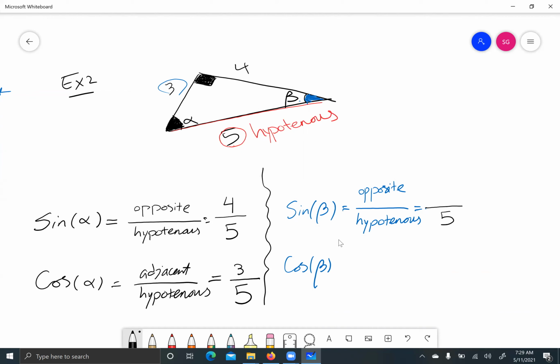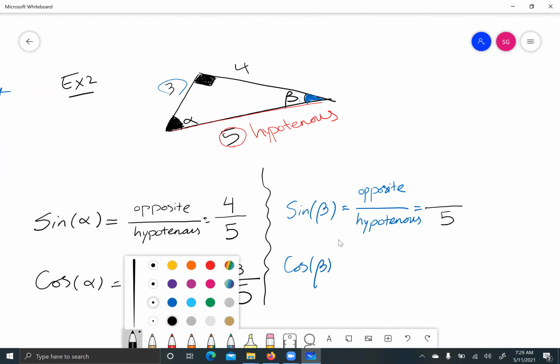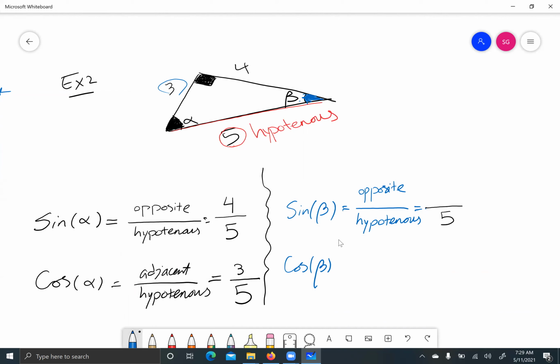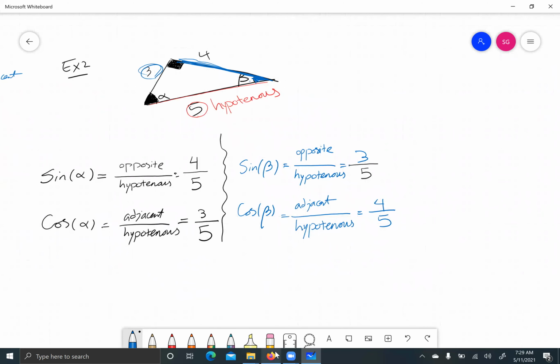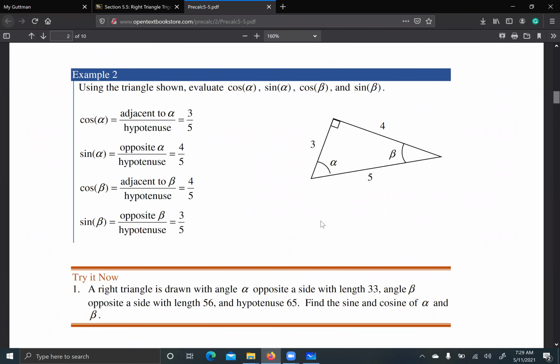Now, again, hypotenuse is 5. What is the opposite? For beta, the opposite is 3. So it's 3 over 5. Again, the definition of cosine is adjacent side over hypotenuse. Hypotenuse is 5. Now for beta, adjacent is 4, this side. So it's going to be 4 over 5. You see that? So in this way, we calculated the trig function values for these two angles.